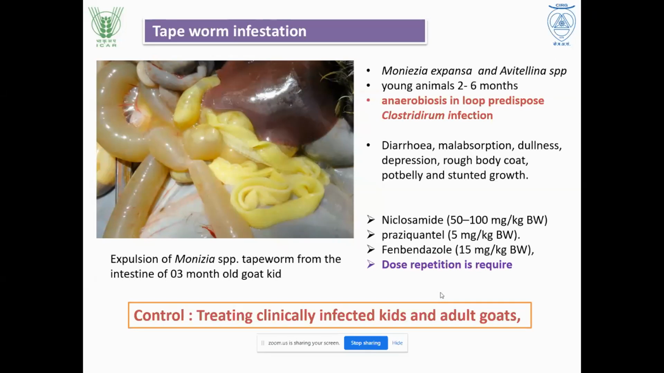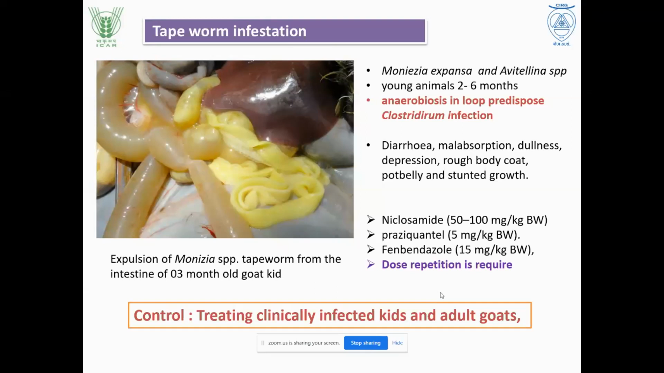in the intestine. The symptoms of tapeworm infestation may be diarrhea, malabsorption, depression, rough body coat, pot-belly, and stunted growth. Here you need an examination of the feces for the typical tapeworm eggs, and then you can confirm it is a tapeworm infection. And you need a very special class of anthelmintic. The general class of anthelmintics does not respond, so you need a different class.